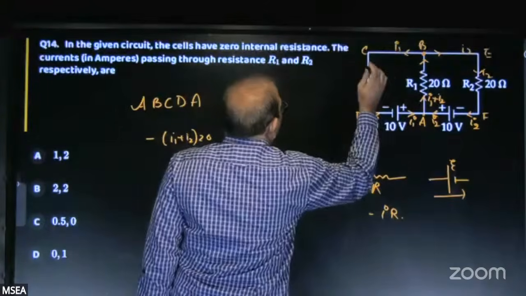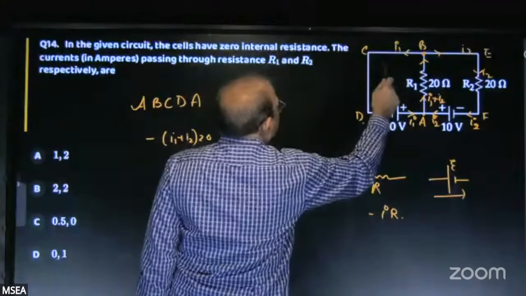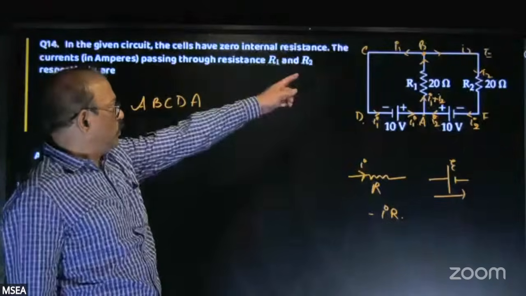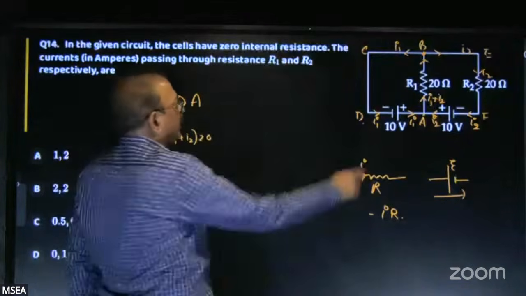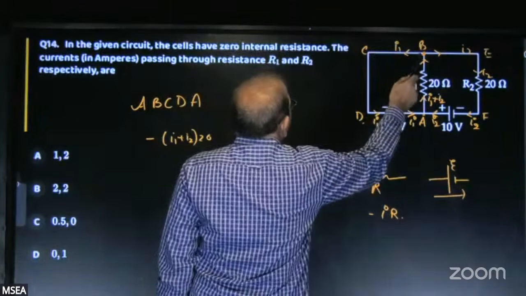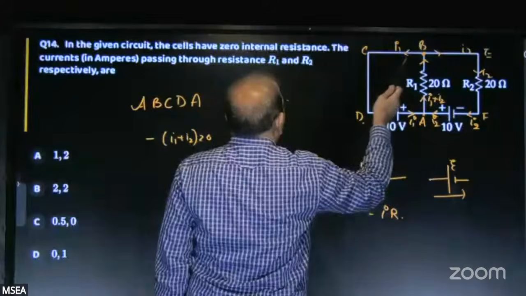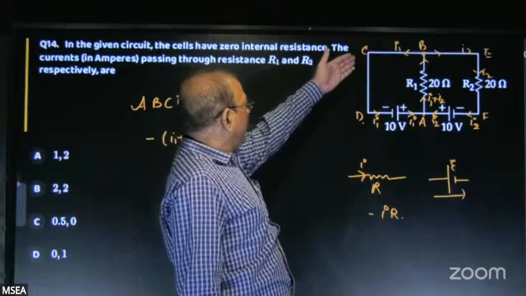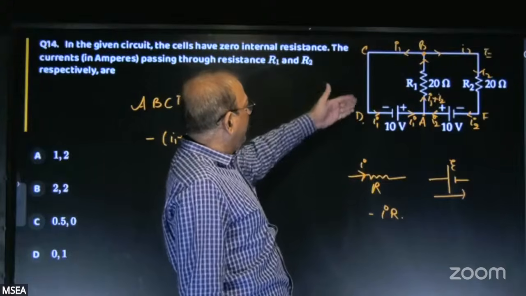Now travel from B to C. Between B and C, there is no resistor here, and there is no cell also. That means there is no potential difference between B and C. B and C are at the same potential. Similarly, C and D also are at the same potential.